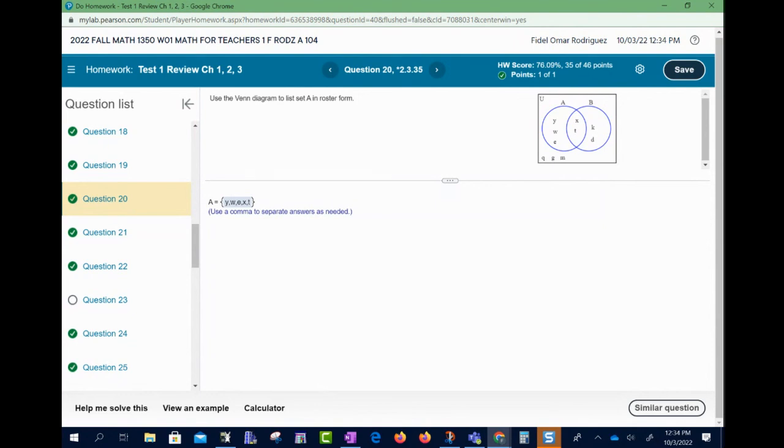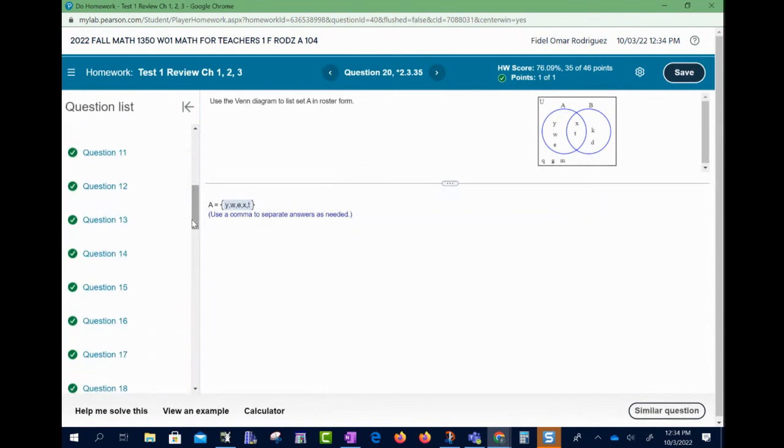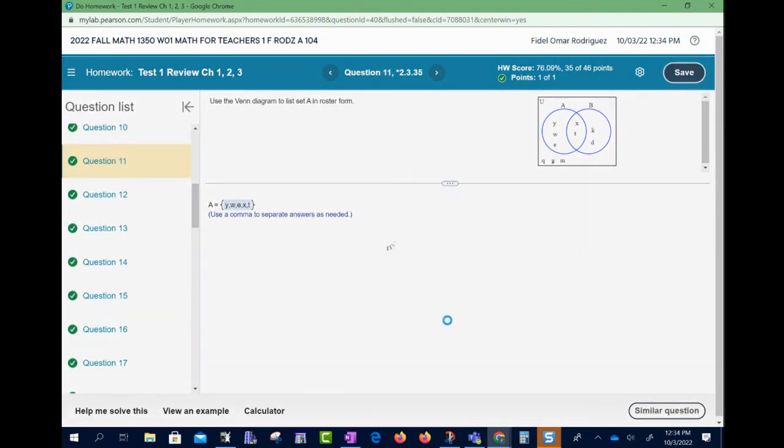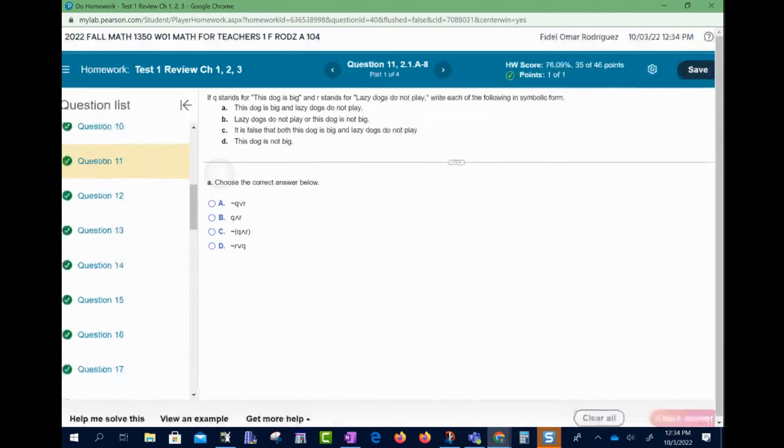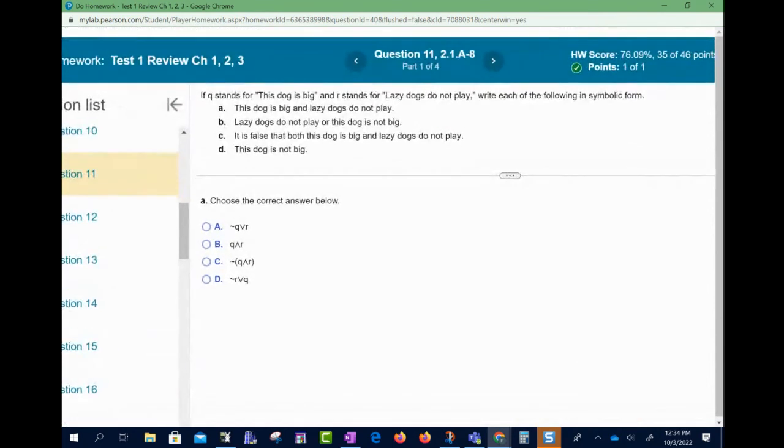Let's take a look at number 11. Of course, let's come over here, number 11, y'all. Okay, let me go ahead and hit similar question. So again, y'all, it says if Q stands for the dog is big and R stands for lazy dogs do not play, then write each of the following in symbolic form. Okay, so the dog is big. That would be the letter Q.